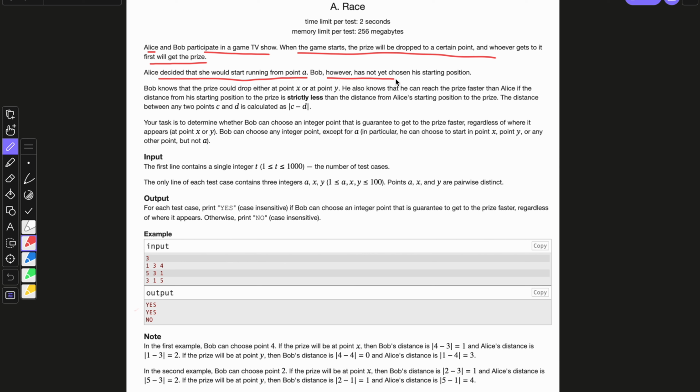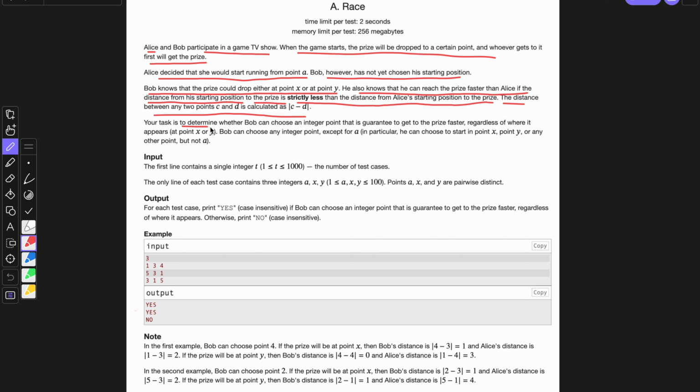Bob, however, has not yet chosen his starting position. Bob knows that the prize could drop either at a point X or Y. He also knows that he can reach the prize faster than Alice if the distance from his starting point to the prize is strictly less than the distance from Alice's starting position to the prize. The distance between any 2 points C and D is calculated as |C minus D|.